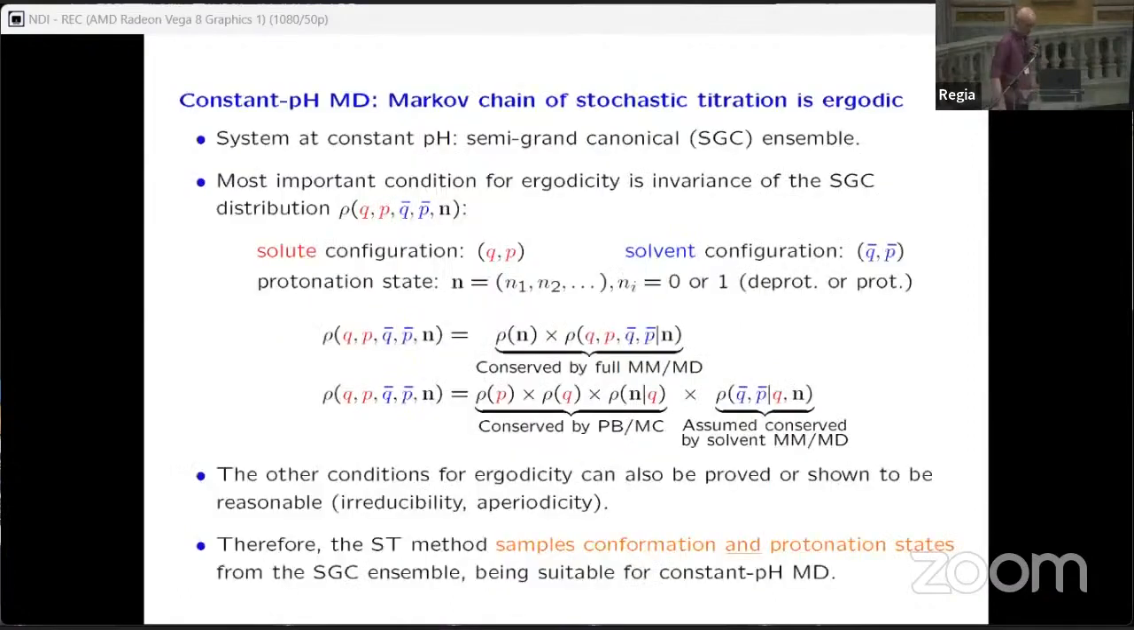I will not go into this. This is just to say that you can show that these sample from the proper ensemble, and so on and so forth.